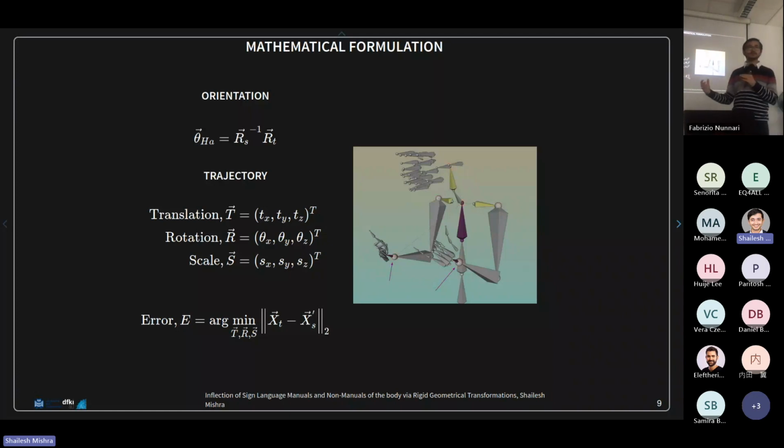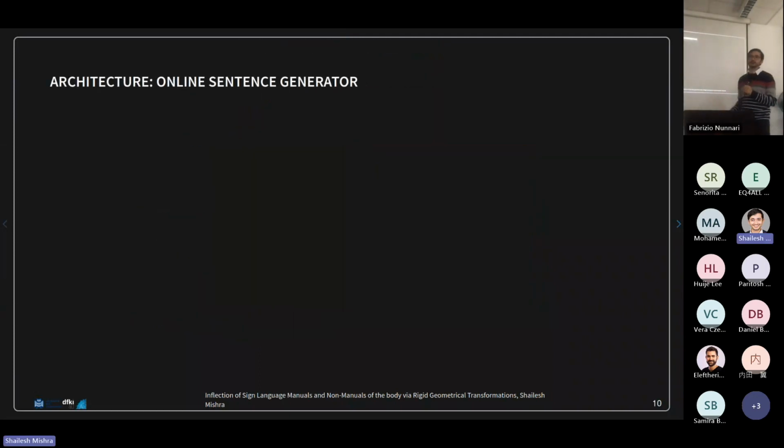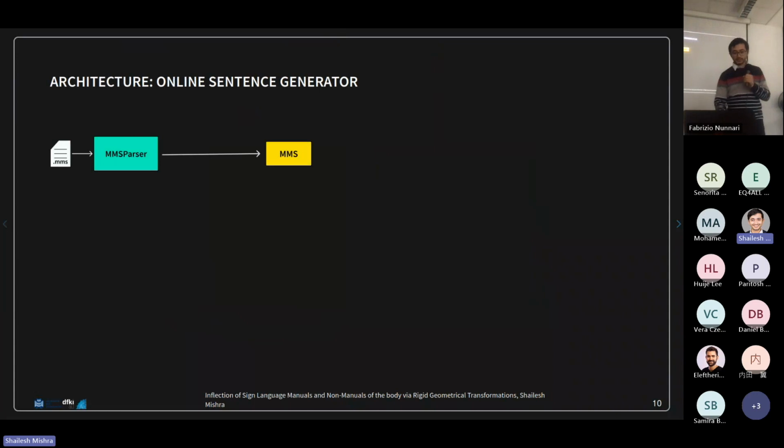Now, what happens is all these things are computed offline, right? And we store that in a database. Now, during production, what we need is an online sentence generator. And this online sentence generator is completely different from the computation part. The idea here is we store all those computed inflection parameters into this MMS file, which is parsed into this idea called MMS. And this also points to the signing animation in our dictionary.